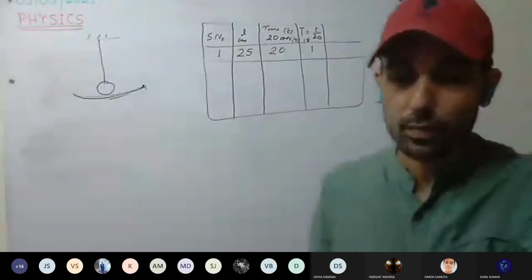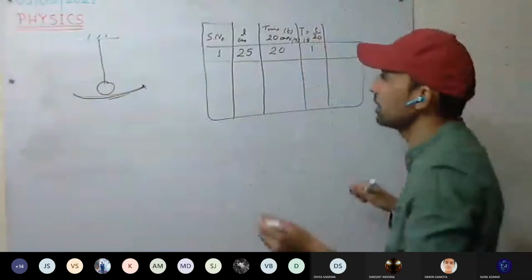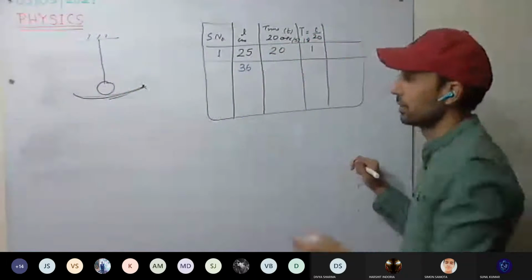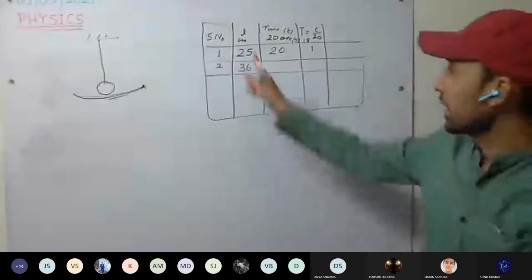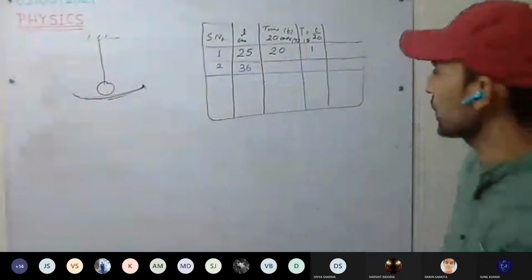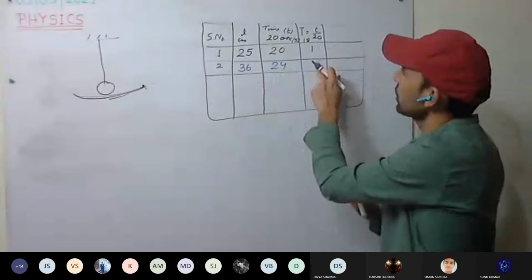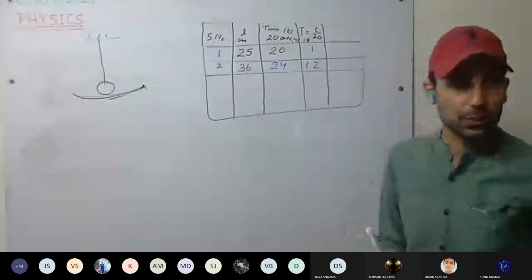Now as we change the length of the string, this time we have taken 36. Again we measure the time taken to complete 20 oscillations, and this time the time is 24 seconds. So for one oscillation it will be how much? Time period will be 1.2.